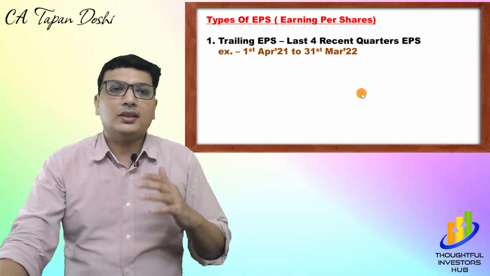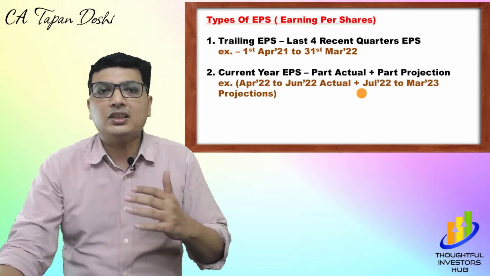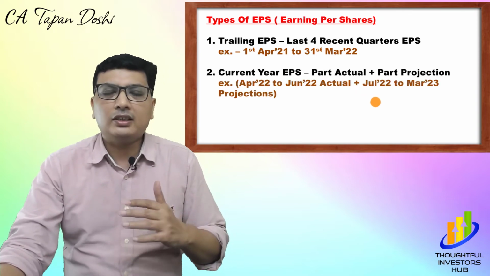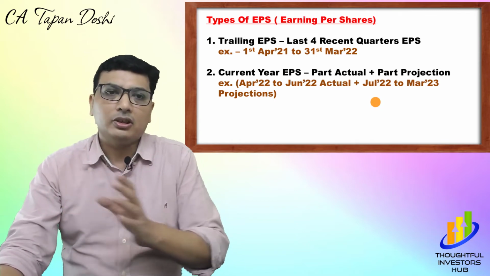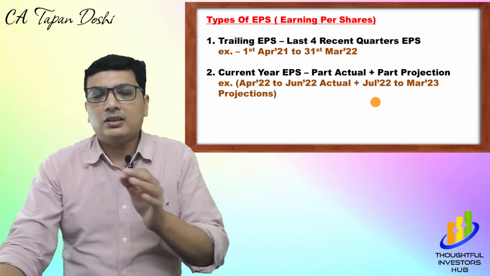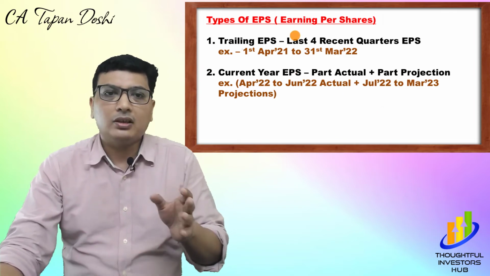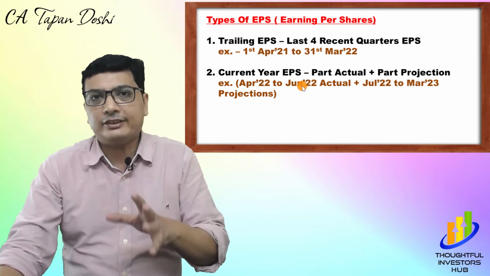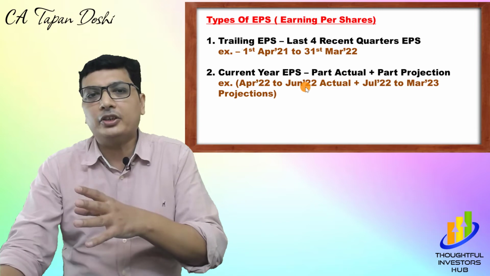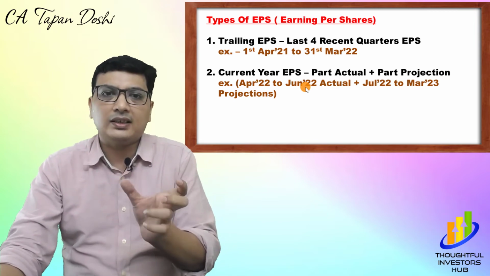Now, what is the second type of EPS? The second type is nothing but current year EPS. Current year EPS is nothing but part actual plus part projection. So, for example, this is currently May 22. Okay, so for the example, we take April 22 to June 22 as actual, and plus you have to add July 22 to March 23 as a projection if you want to consider it as current year EPS.